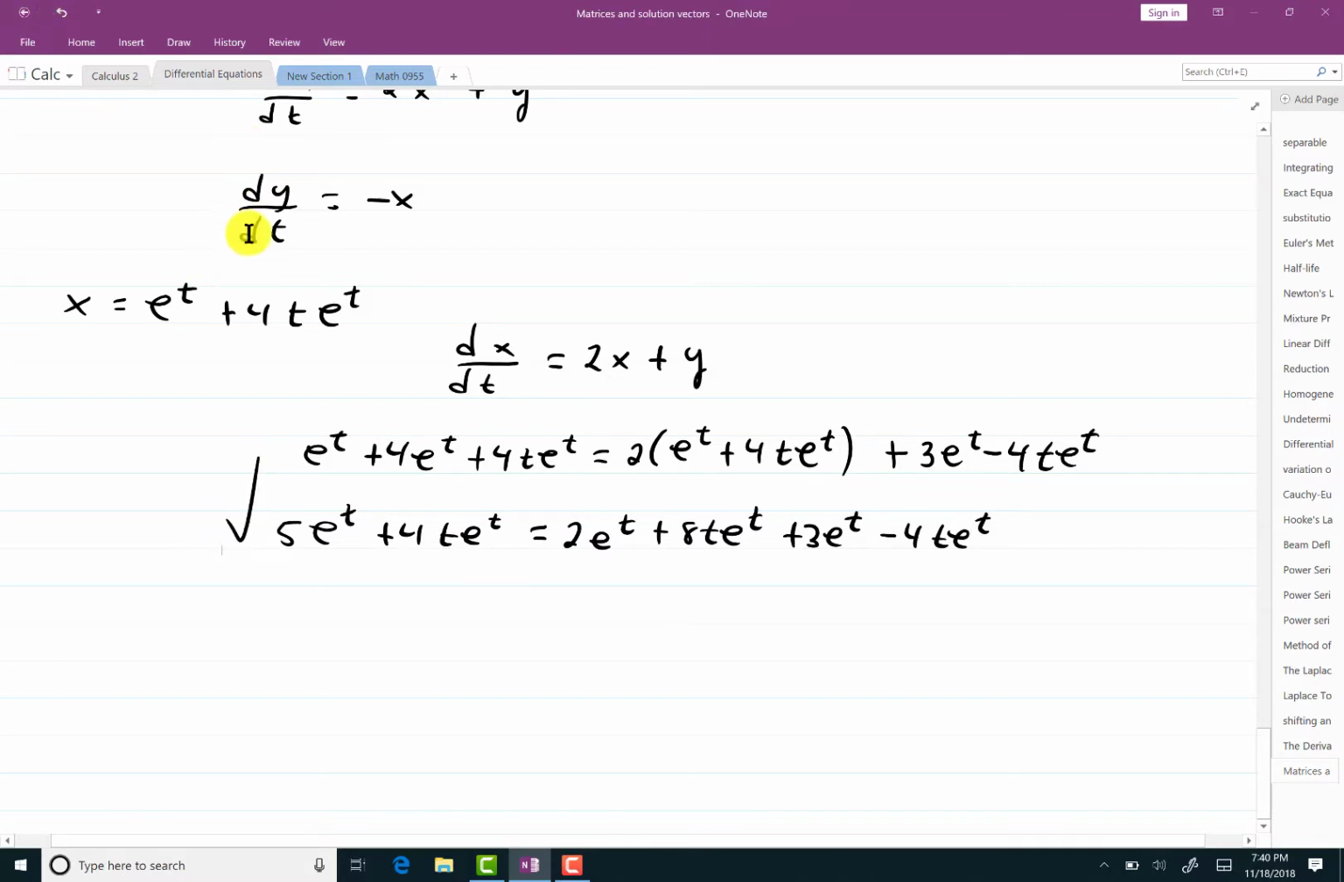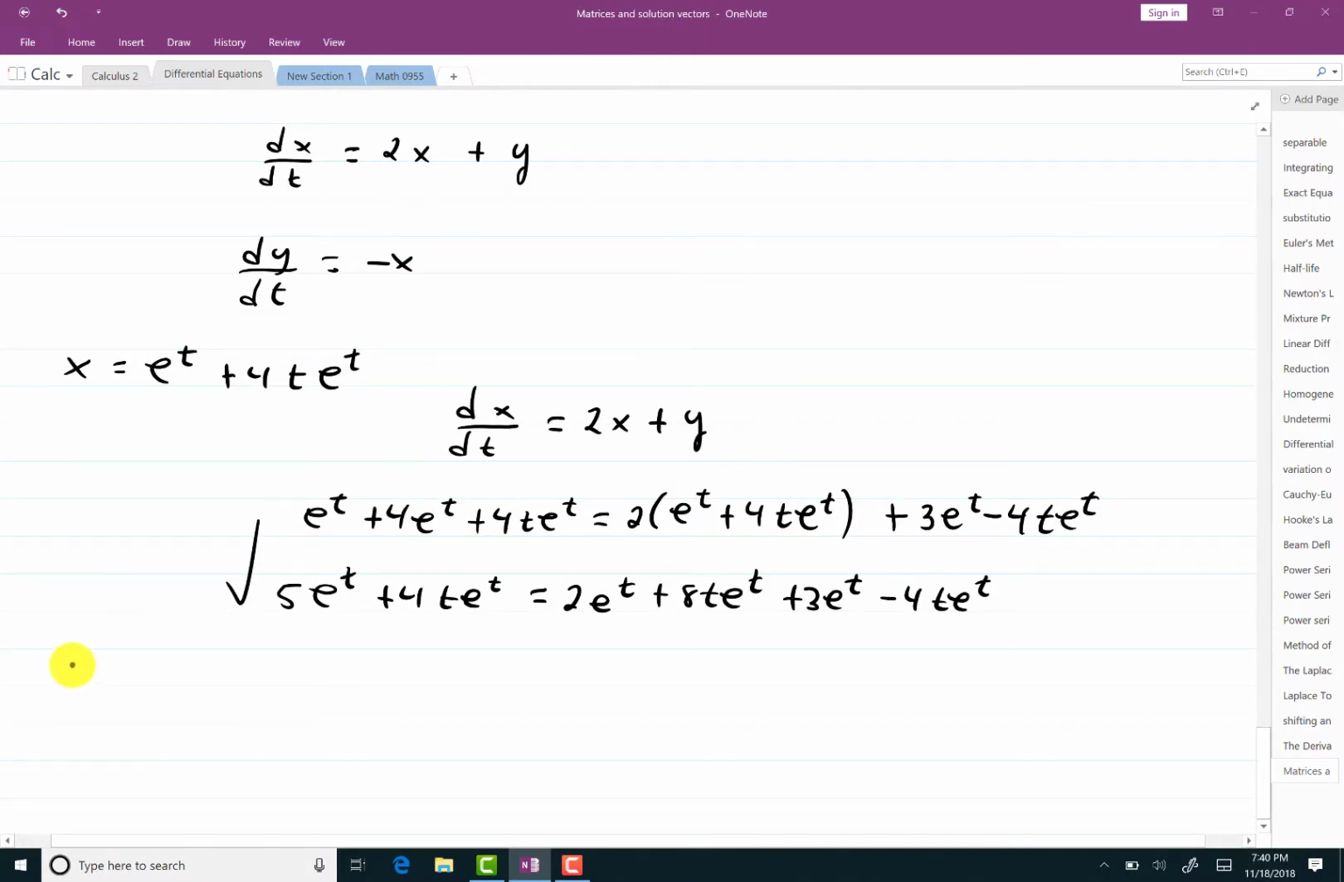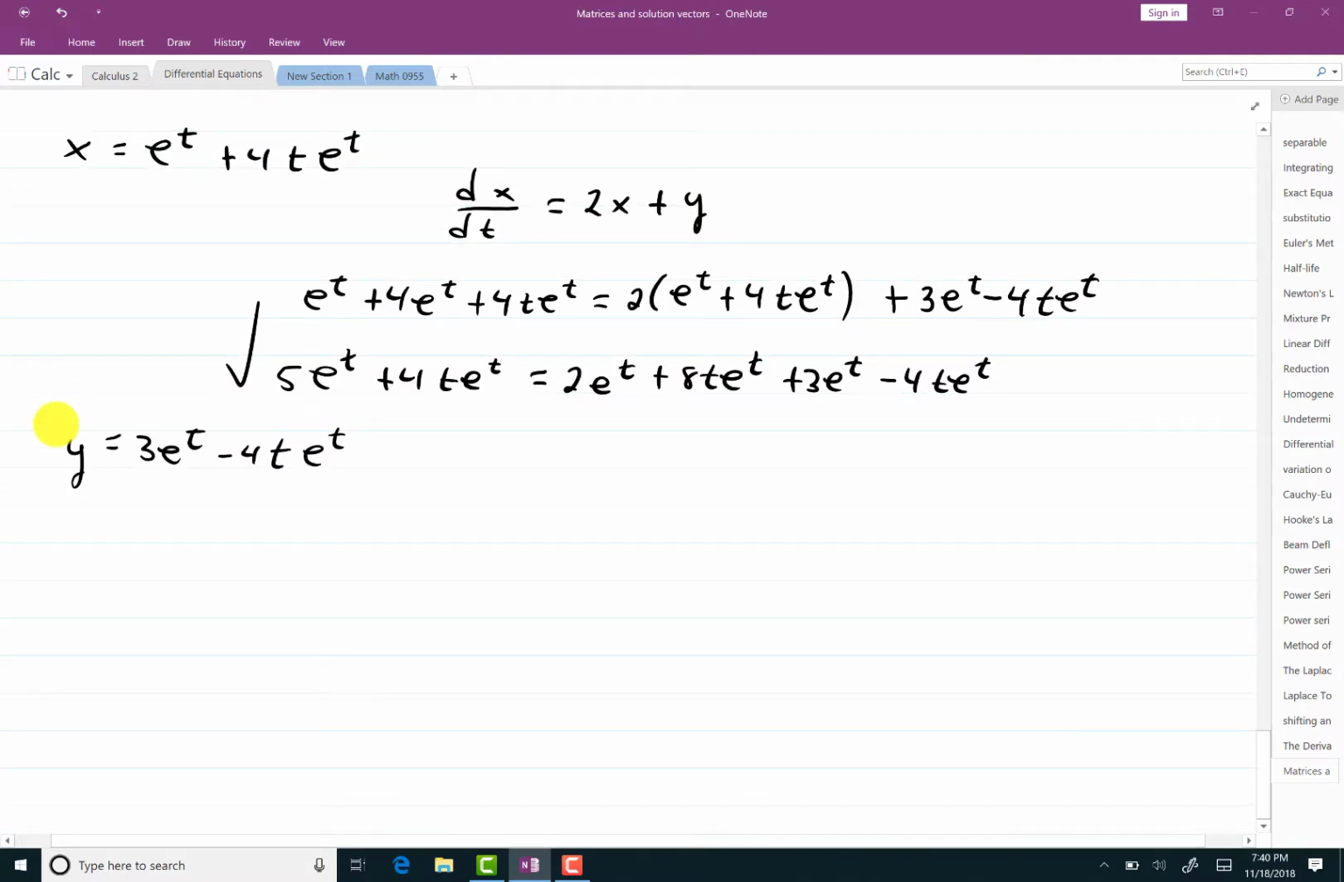On the other hand, let me check to see if the derivative of y equals the negative of x. So going back, y is equal to 3e to the t minus 4te to the t. And I need to also verify the equation dy over dt simply equals negative x. So let me plug those things in.